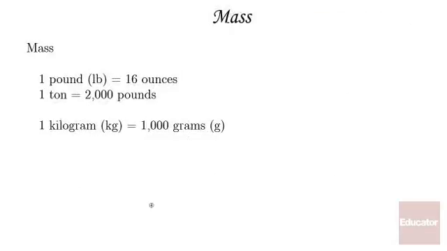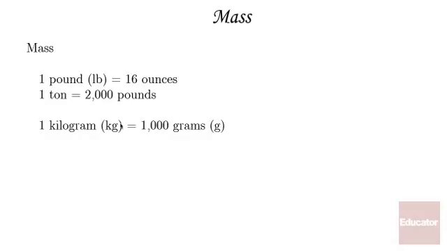So let's go over the next one, mass, which is looking at weight, how heavy something is. So 1 pound is the same as 16 ounces. And 1 ton is equal to 2,000 pounds. So depending on what you're weighing, you're going to use these different measurements. Like if you're going to weigh something that's really, really light, then you're probably going to use ounces. Pounds we know, and tons would be something very heavy, right? Like maybe a car or something that's pretty large, pretty heavy.